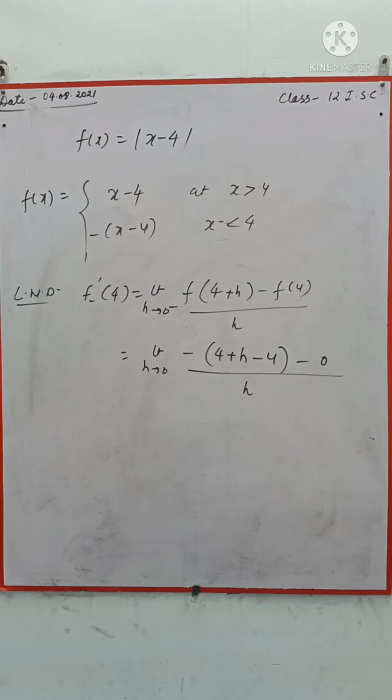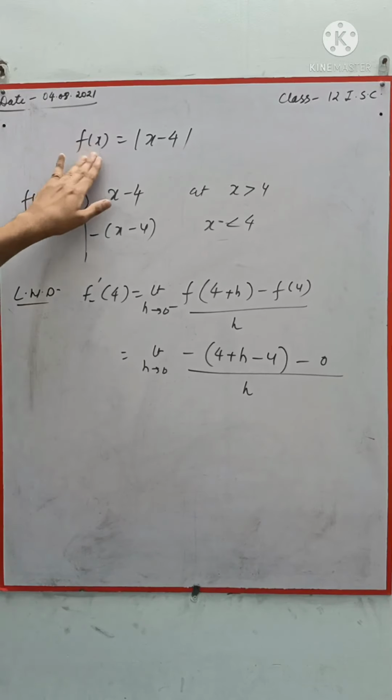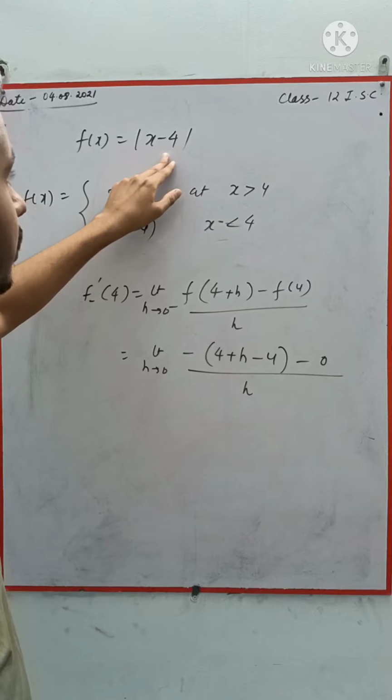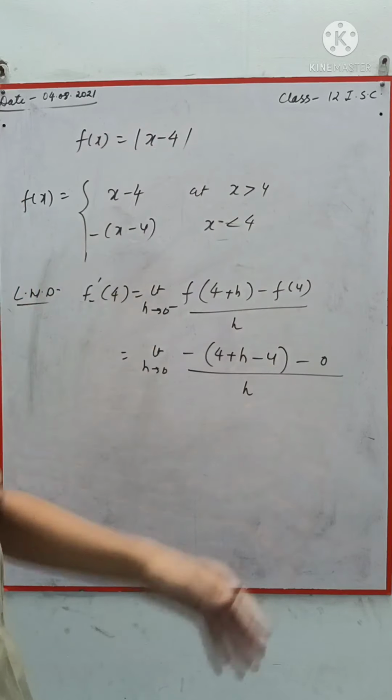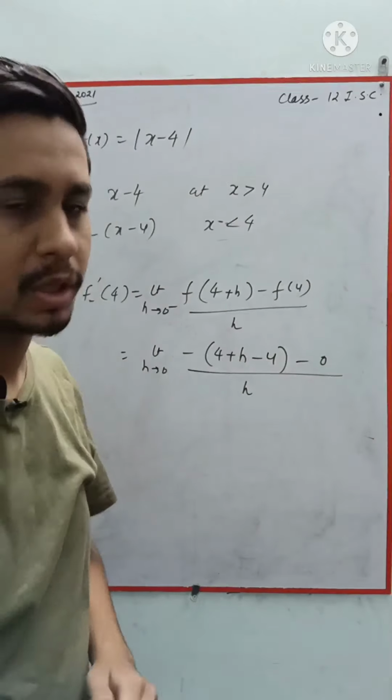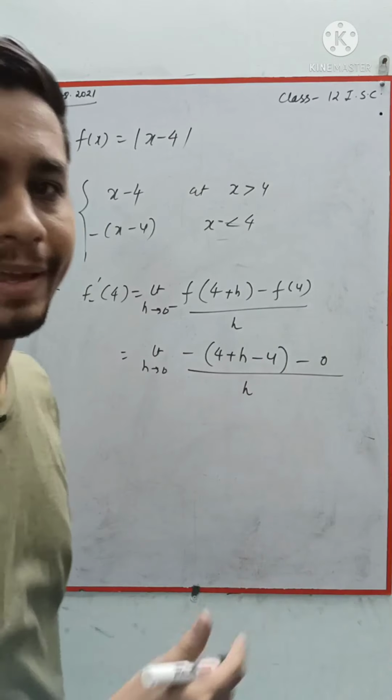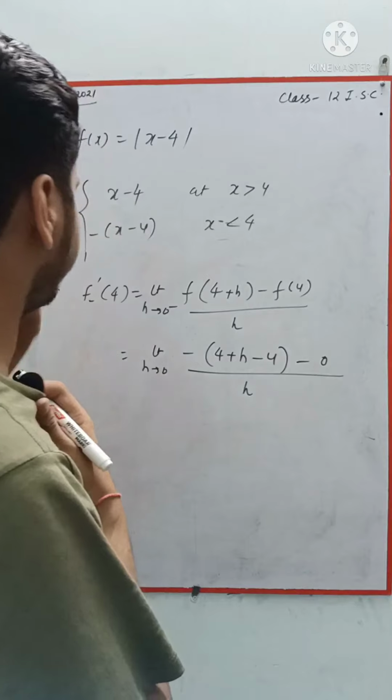Okay, let's see this question. We are given f(x) equal to modulus of x minus 4. We have to prove that this function is continuous, but it is not differentiable at x equal to 4. For continuity, you can go for LHL and RHL. Let's see the differentiability.